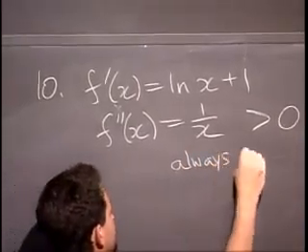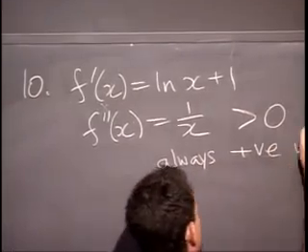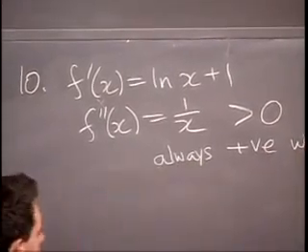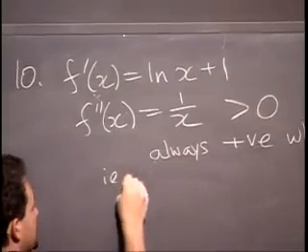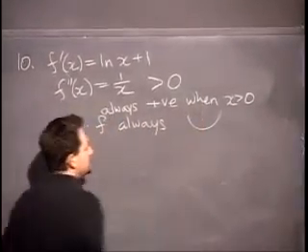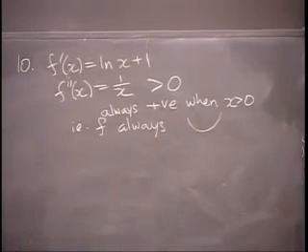Always positive over in the domain x greater than 0. So it's always concave up, i.e. f is always concave up. And in particular, there are no points of inflection, because the second derivative is never 0.